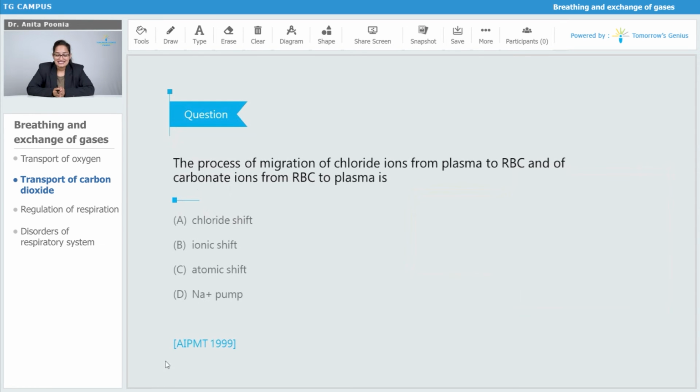So now the question is, the process of migration of chloride ions from plasma to RBCs and of carbonate ions from RBC to plasma is, the options are chloride shift, ionic shift, atomic shift, or sodium pump? And the answer is A, it is chloride shift. The process of migration of chloride ions from plasma to RBC, of carbonate ions from RBC to plasma is A, chloride shift.